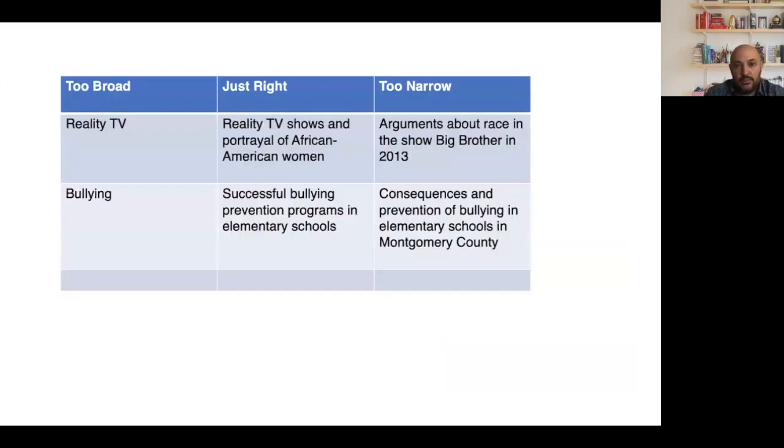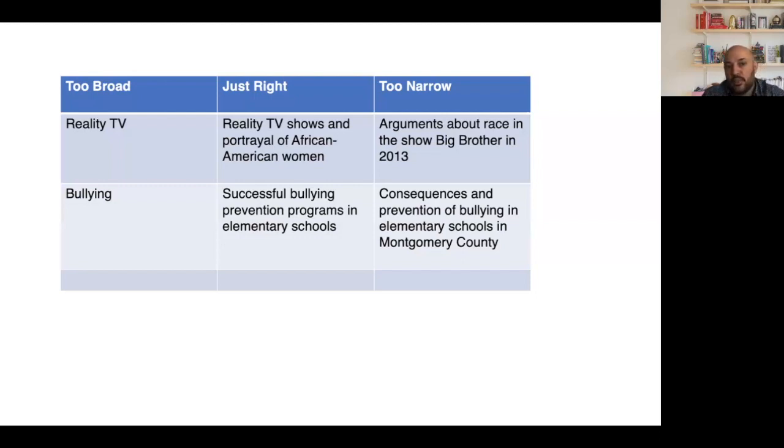Just right in broadness of your topic. For example, these are general things. If you say reality TV, it's too broad. If you say argument about race in the show Big Brother in 2013, it's too narrow. So the just right topic is reality TV shows and portrayal of African-American women.